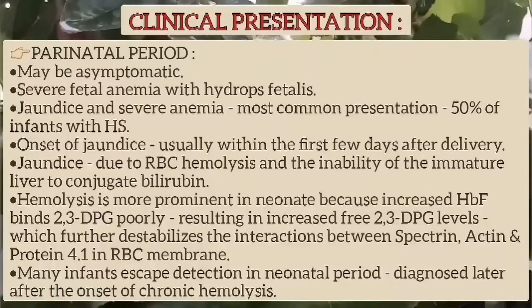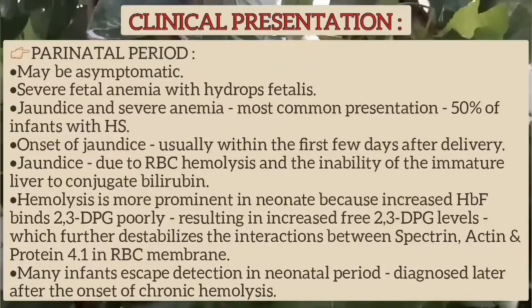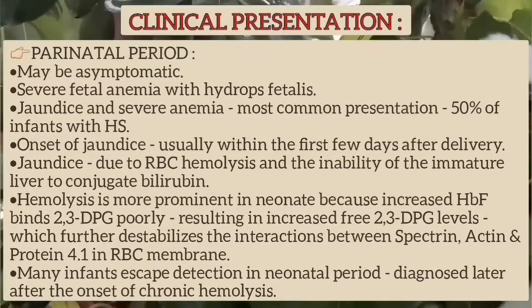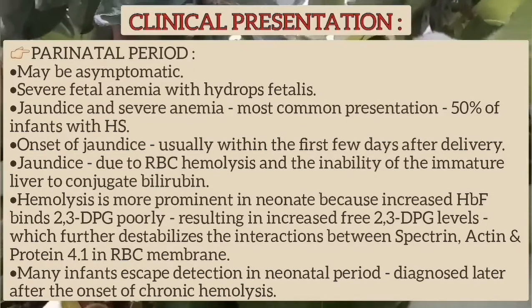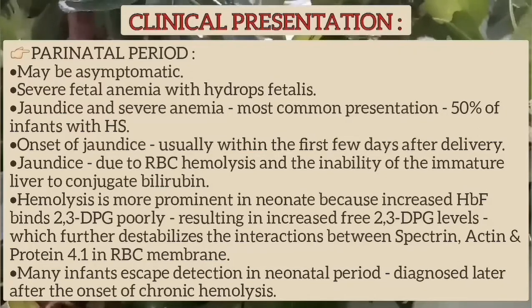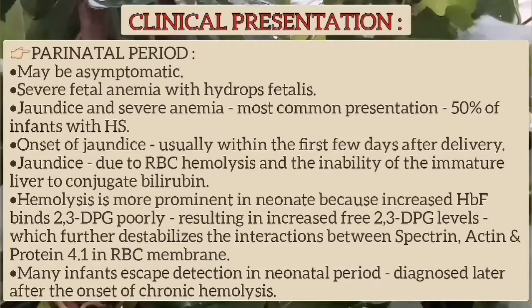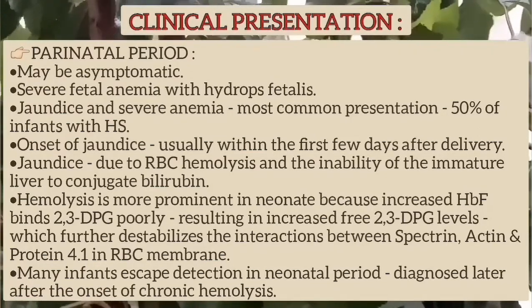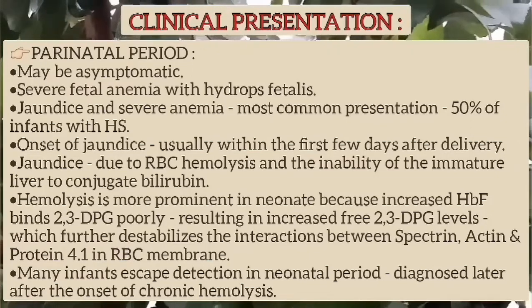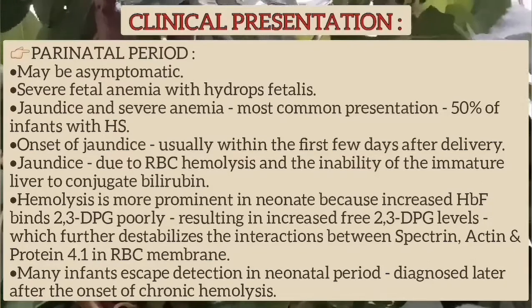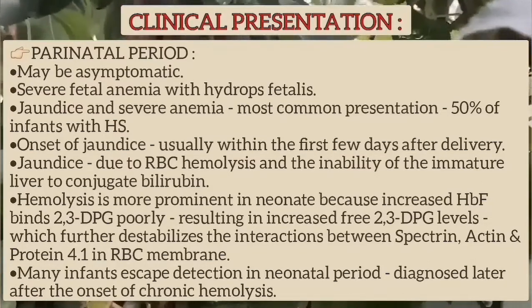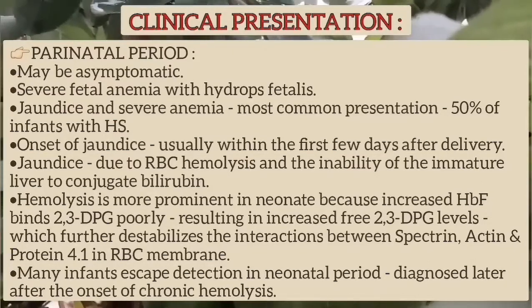Now, during the perinatal period, the clinical spectrum of HS ranges from an asymptomatic neonate to severe fetal anemia with hydrops fetalis. Now, during the neonatal period, jaundice is the most common presentation and it is seen in half of the infants. Now, the onset of jaundice is usually within the first few days after delivery, and this is secondary to RBC hemolysis and the inability of the immature liver to conjugate bilirubin.